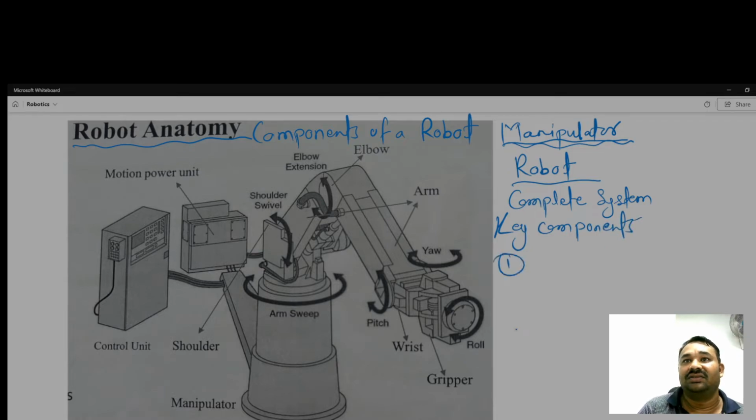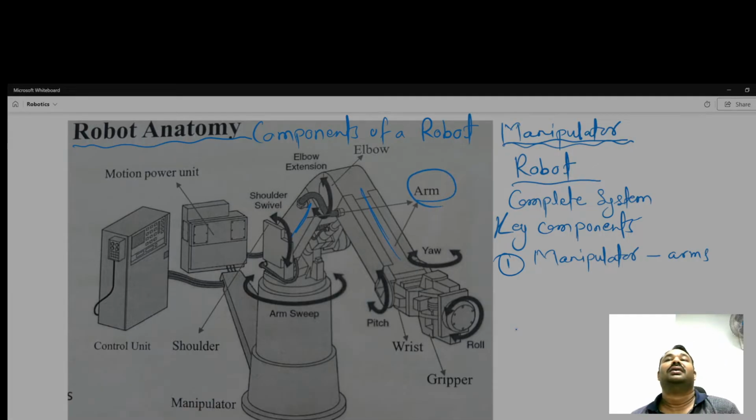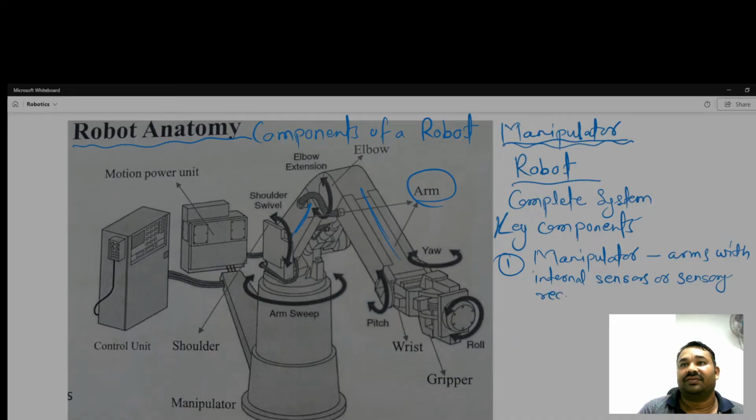So obviously the first one is the manipulator, which includes arms. In this you can see here this one, the arm, and this one. So the arm, the manipulator, and with it internal sensors, or you can say some sensory receptors.